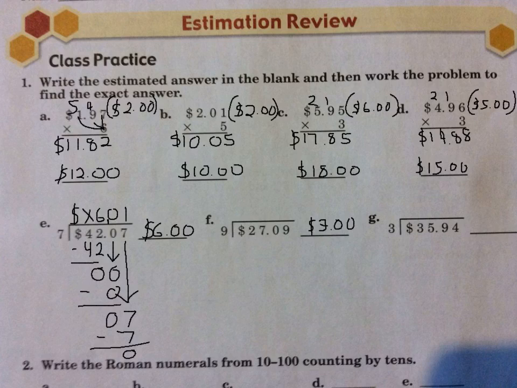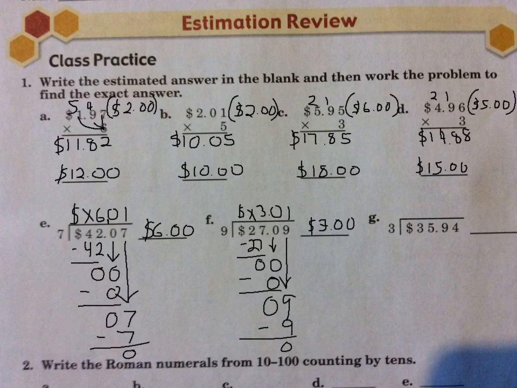Okay, now let's do the exact answer. 9 does not go into 2. I'll put my dollar sign. 9 does go into 27 3 times. 9 times 3 is 27. Subtract, we get 0. Bring down the 0. How many times does 9 go into 0? Doesn't, so we'll put a 0. 9 times 0 is 0. Subtract, bring down the 9. And 9 goes into 9 one time. 9 times 1 is 9. Subtract, and you get 0. Bring up your decimal, and your exact answer is $3.01.